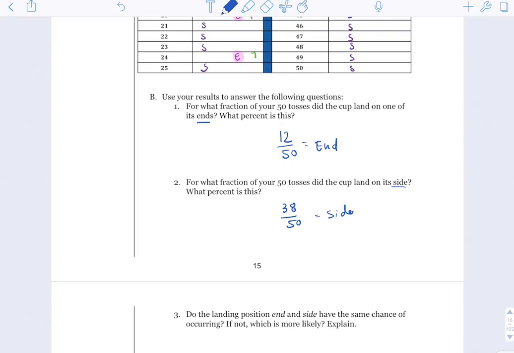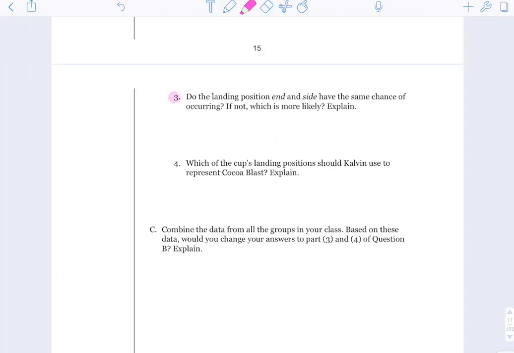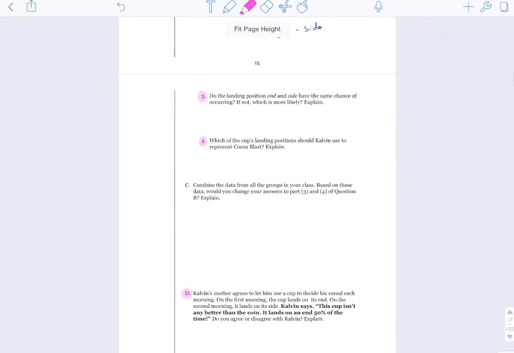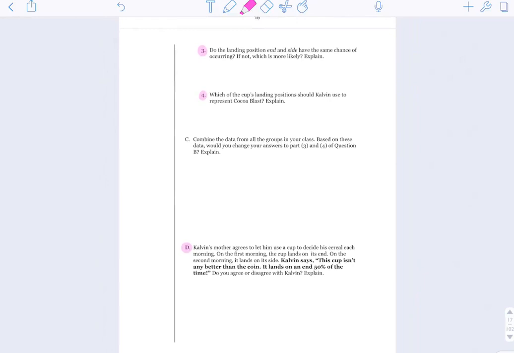So they are not equally likely chances of occurring. You're going to go ahead and answer questions 3, 4, and D. We can skip over C. It's just a bit difficult with collecting data from a lot of people, but you should be able to answer questions 3, 4, and D.